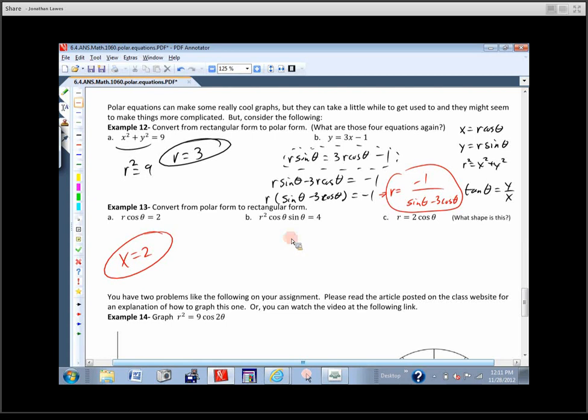You're right. How did you do that? r squared is the same as r times r, so I put r cosine theta times r sine theta equals 4. Okay, it would be a bad move to change this to x squared plus y squared right here. It would be much better to break this up and recognize that I can write that as r cosine theta and r sine theta. And then I've got two things that are recognizable rather than just one. This is an x and this is a y, so it's x times y equals 4.